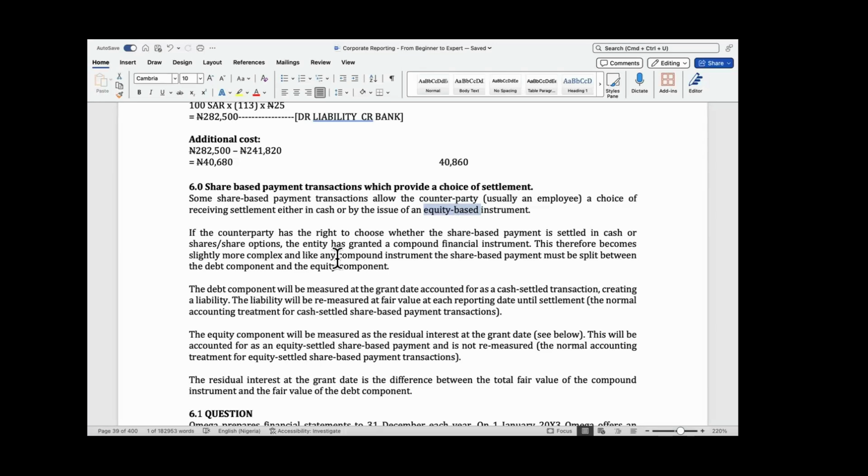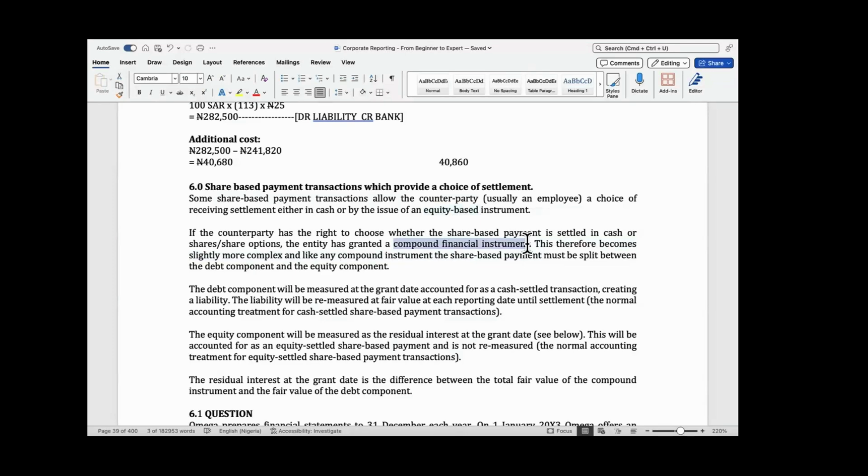where the issuer, the entity, or the buyer in this case is not sure on the choice of the counterparty, is not sure what the counterparty will do. He will only know at the vesting date. You see, this becomes quite complex. And that's what we call compound financial instrument.